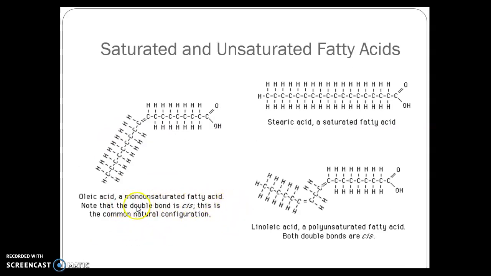Oleic acid is a monounsaturated fatty acid, so you can see this double bond here. That says that it's unsaturated. This one here, you see they're all connected. That's a saturated fat. This is an unsaturated fat over here also, linoleic acid.